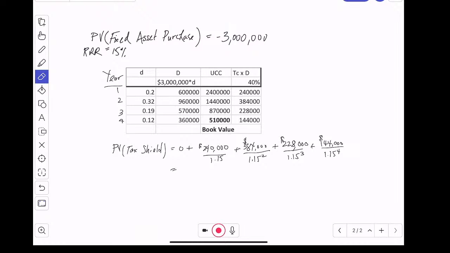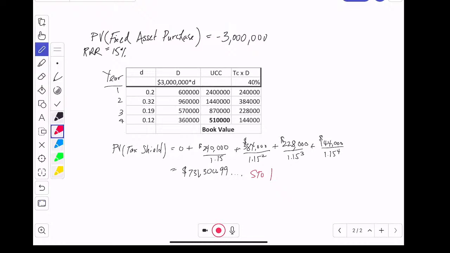And when you discount all that, you should get $731,300.99. And you can store those together in one. And the book value was $510,000.